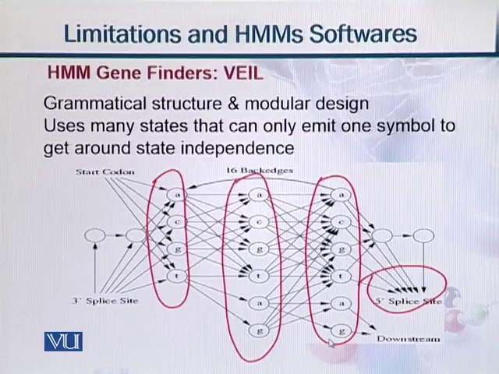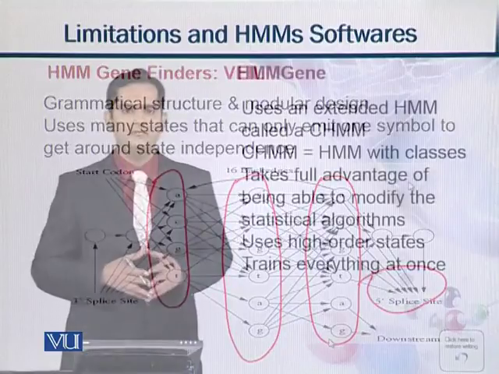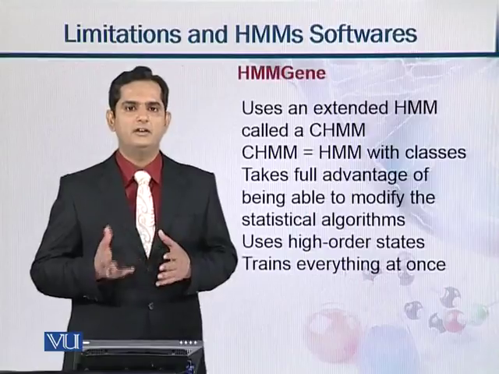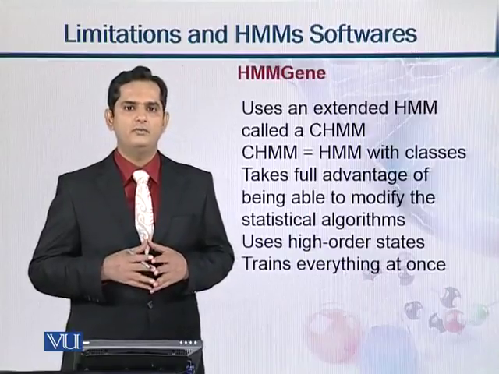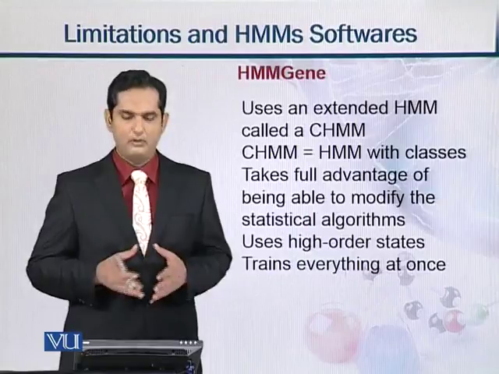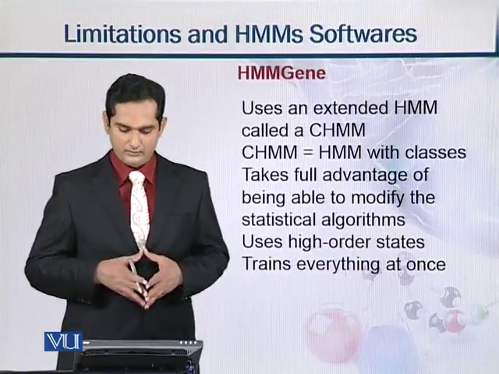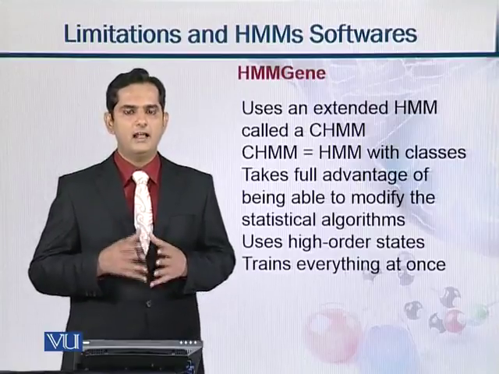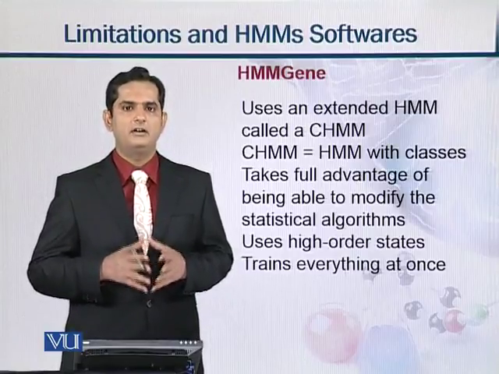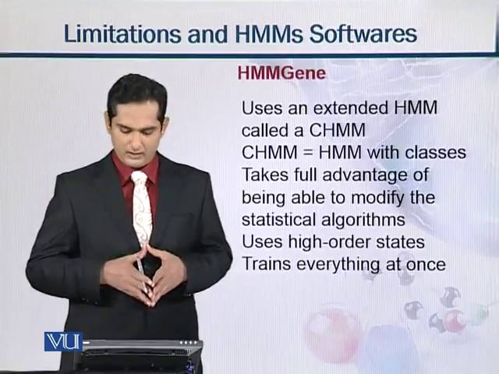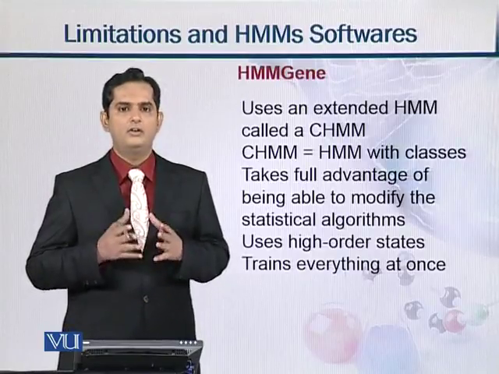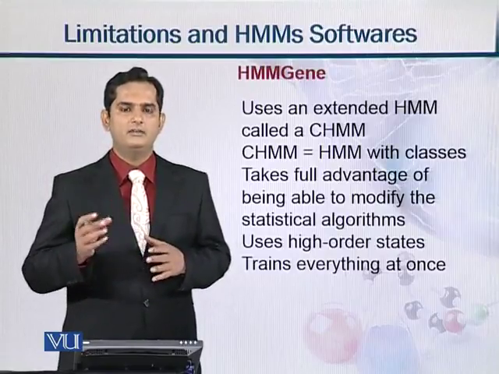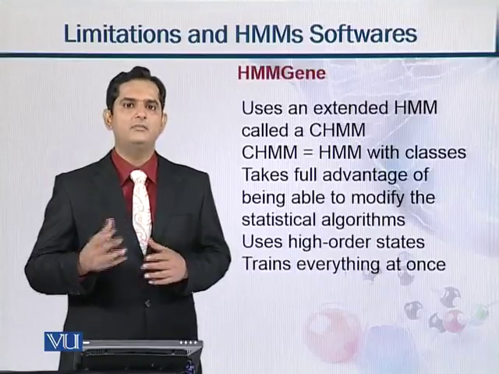Similarly, there are 2 other software tools which are common. Number 1 is HMMgene. It is basically an extension of hidden Markov models with just one more module, for classification, and this is called CHMM. C stands for classes, of course. It takes help from other statistical algorithms in relation to hidden Markov models, so it uses high order states, and another advantage is that it is very, very fast. Whatever data we have, it takes all the data in one go and then trains the model against that data.